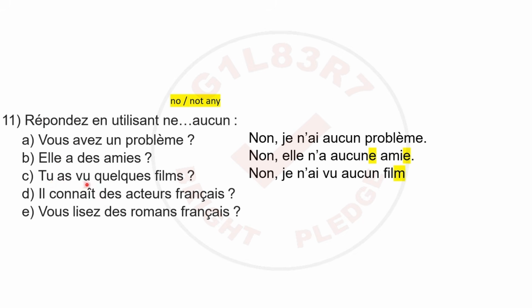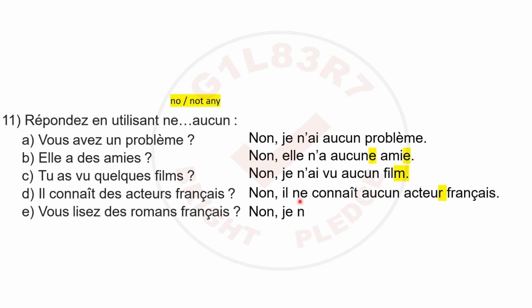You have seen a few films. You're going to say no, I have seen no film, or I haven't seen any film. So, je n'ai vu aucun film. And remember, it's a singular form, so you're cutting off the S from the films. He knows some French actors. You're going to say no, he doesn't know any French actor. So, il ne connaît aucun acteur. And remember, you're removing the S from the actors.